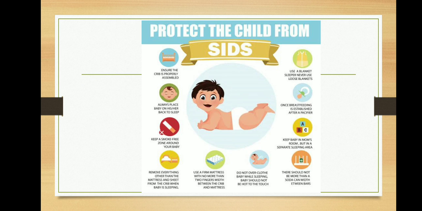So, we can ensure the crib is properly assembled. Always place baby on his or her back to sleep. Keep a smoke-free zone around your baby. Use a blanket sleeper. Never use a loose blanket. Keep baby in mom's room but in a separate sleeping area. Use a firm mattress. Remove everything other than the mattress and sheet from the crib. Do not overclothe baby. So we can protect the child from SIDS.